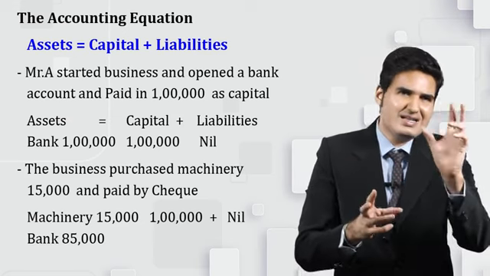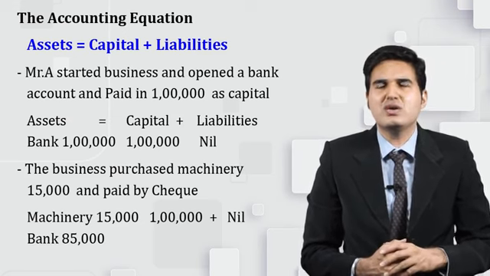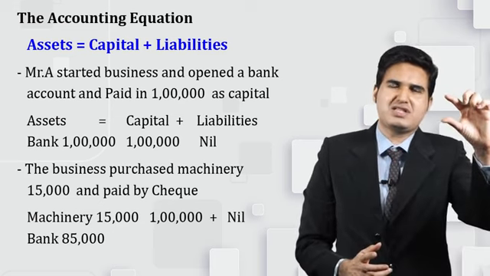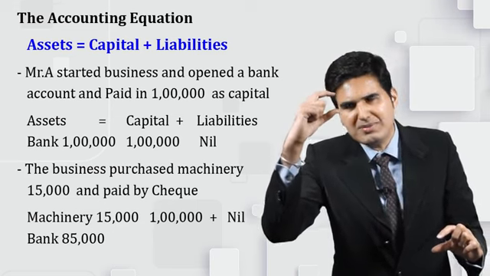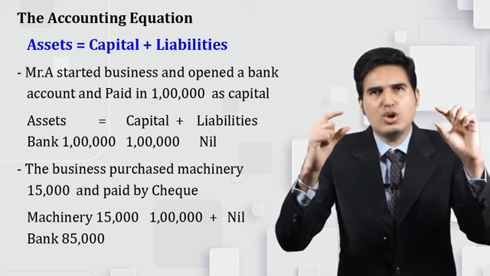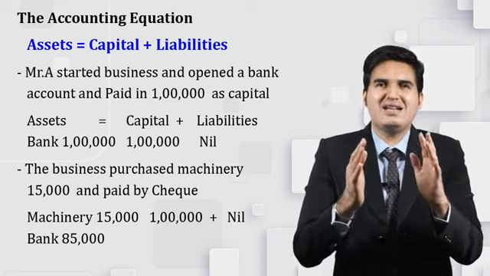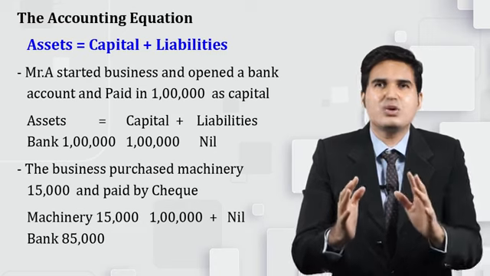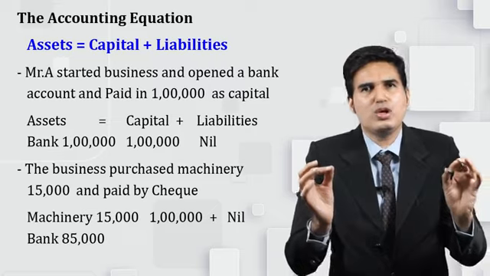So now again let us take the total. If you consider the amount of machinery, it is 15,000. If you consider the amount of bank, it is 85,000. The total of which comes to 1 lakh. And that 1 lakh is exactly contributed by Mr. A, the owner of the business. So these both amounts should always be equal. Still, the business has not taken any amount or availed any services from an outsider. So you can see the liability of the business is 0 or nil.